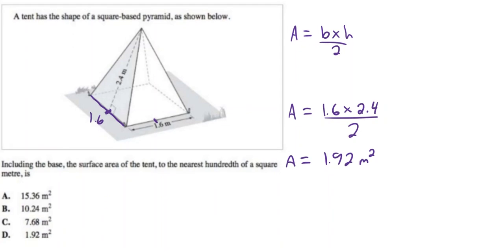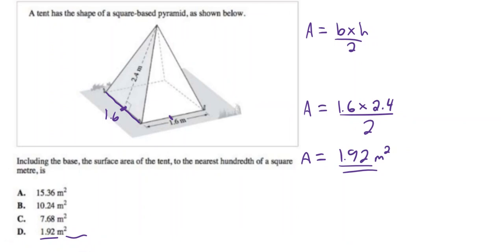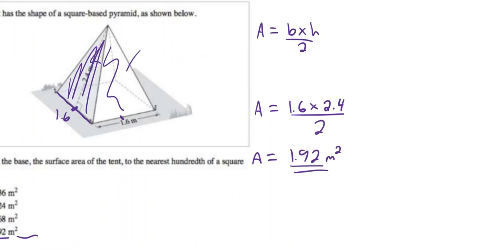So you might say, hey, perfect, got the right answer, 1.92, right? They're trying to trick you. We're not done yet, right? All we did here was find one of the faces. So now we're going to multiply by 4 to figure out all of the triangles. We'll take that number and go 1.92 times 4. So we get the area now is equal to 7.68 meters squared. I'm going to put a box around that.